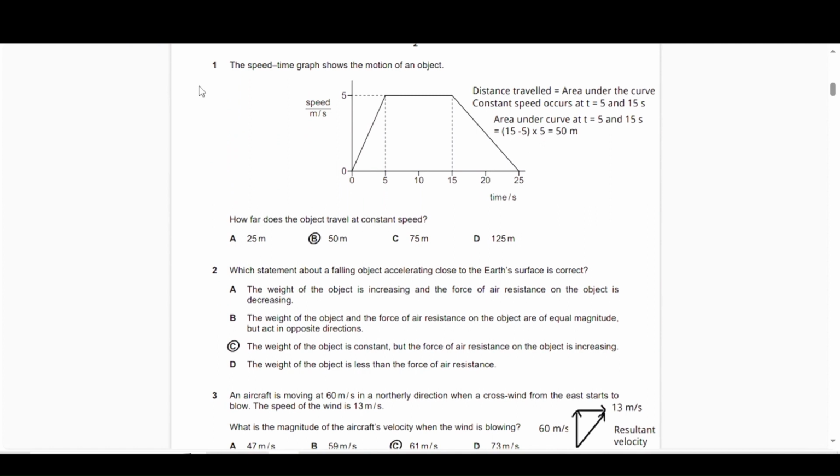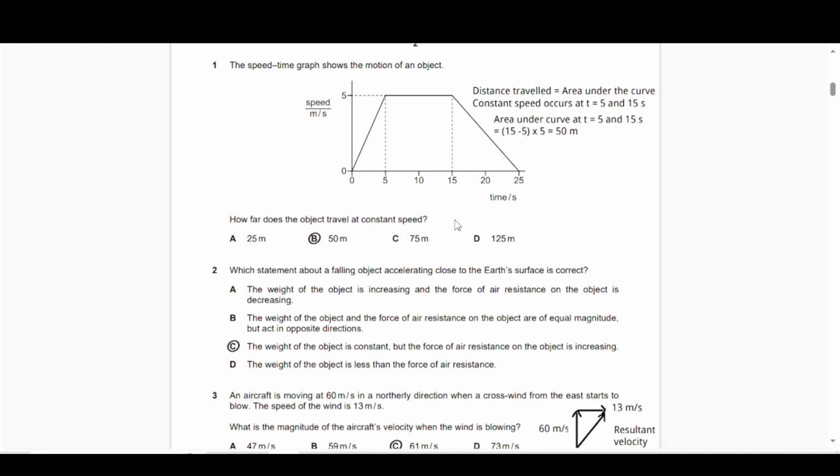So in a calculation question, I think I always start by asking, what do I know? What is given and what do they want, right? So what is given is a speed time graph, and you've got the values for the speeds and the times, and they want to know how far does the object travel at constant speed. So they want to know distance, right? And they want to know the distance only for the section where the object travels at constant speed.